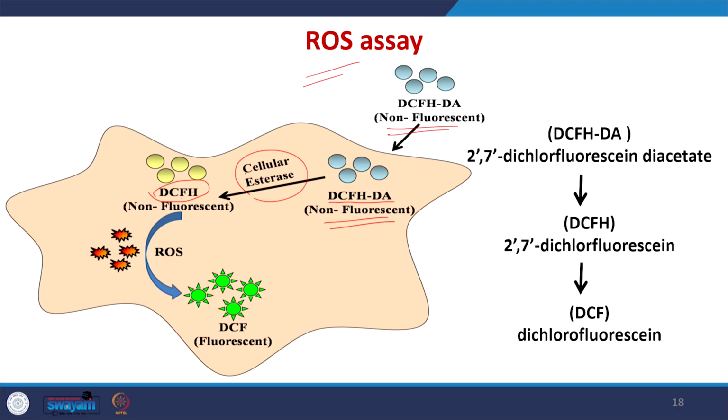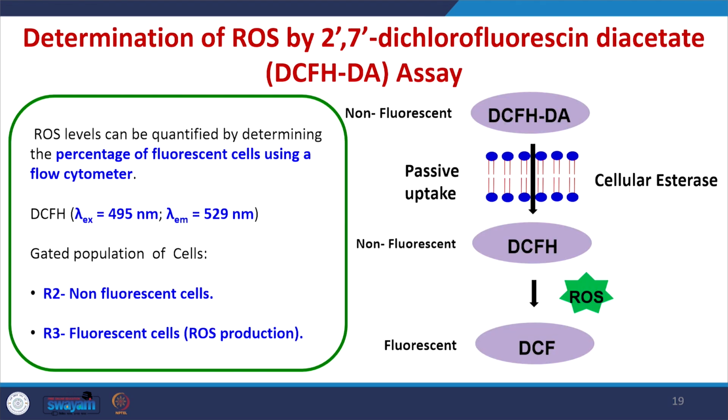And if there is more ROS, then this non-fluorescent dye will be converted into DCF, which is fluorescent. That means if you have more ROS, then you get high fluorescence. The ROS levels can be quantified by determining the percentage of fluorescent cells using a flow cytometer. Here R2 is non-fluorescent cells. We can gauge the population of cells as R2, and R3 is the fluorescent cells where ROS production is there.